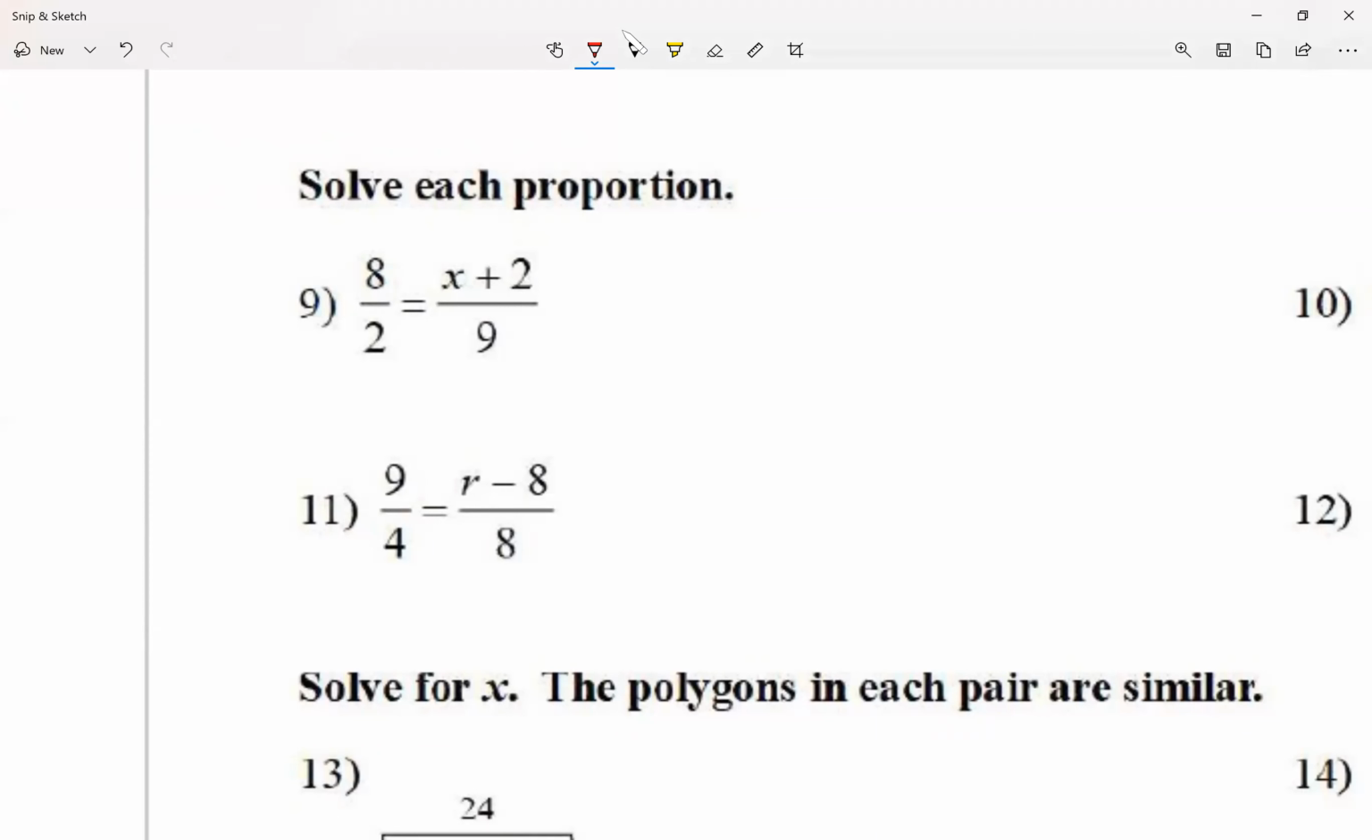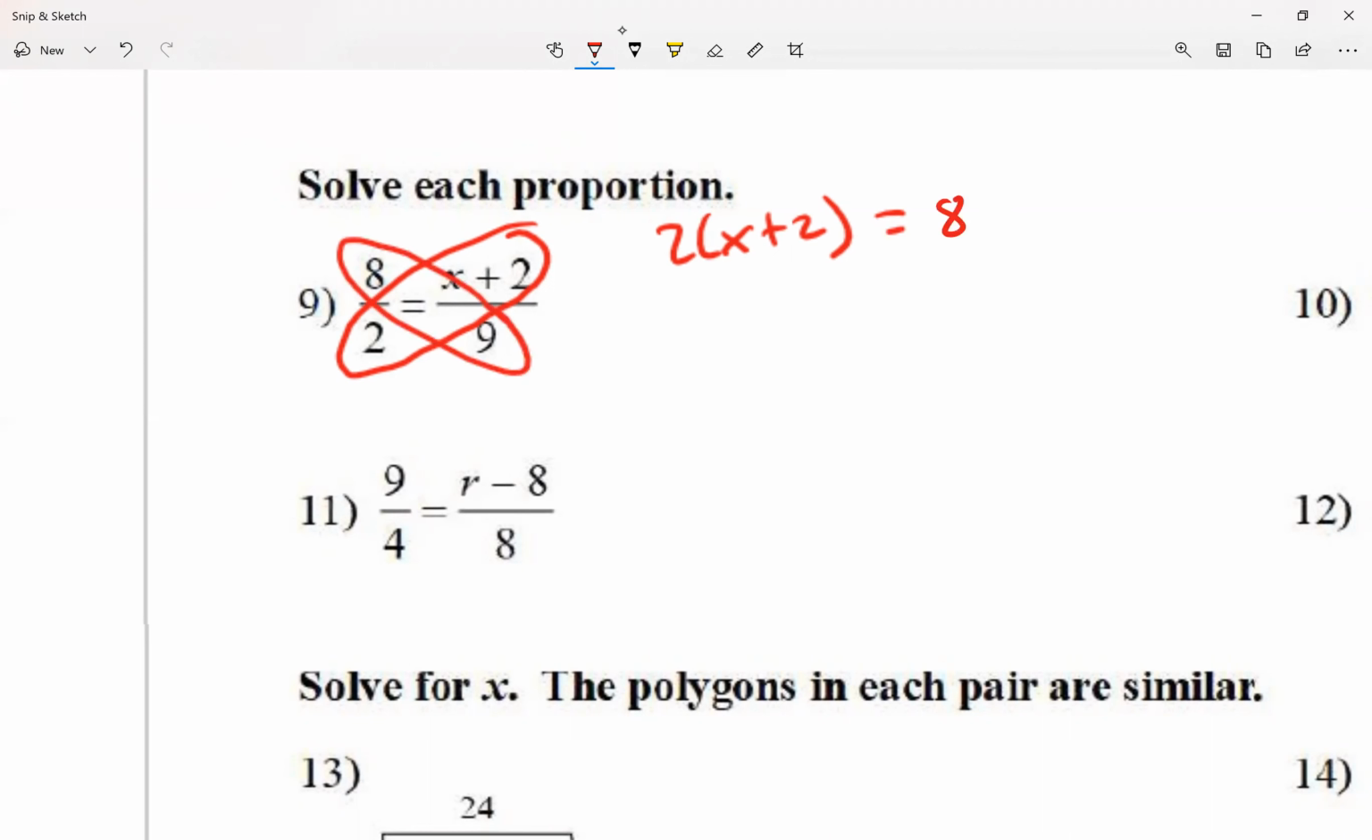The way I'm going to do this, let me cross multiply. Let me write all the steps just for the beginning. I'm going to go 2 times the quantity x plus 2, and then I'm going to go 8 times 9. So 2 times the quantity x plus 2 is equal to 8 times 9. All right, distribute the 2. So that gives me 2x plus 4. It's equal to 72.